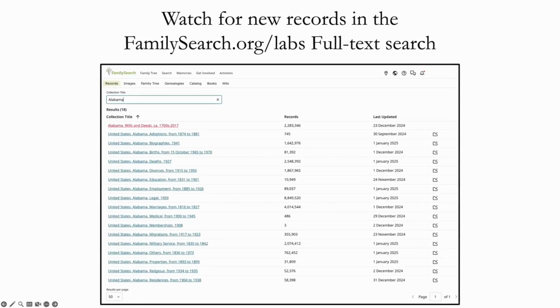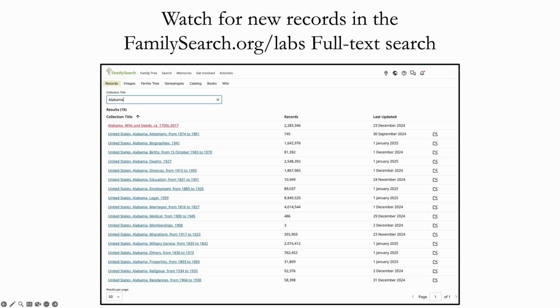It is also important to watch for new records that are being indexed and put into the familysearch.org/labs website. That's where the lab experiment of full text search is taking place. And this is another search for records for Alabama. And what this shows are records at various states that have been run through the full text search and are available for full text search.